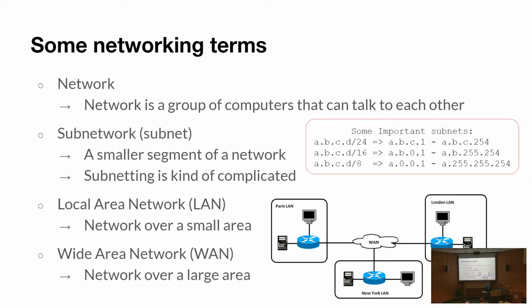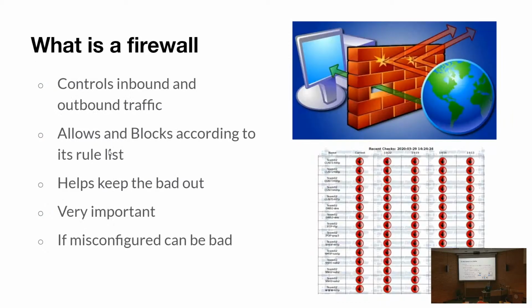So a LAN is a local area network. That's a network over a small area, generally like a house or something like that, or even a school. A WAN is a wide area network over a large area. So that would be like a whole city or even the world.